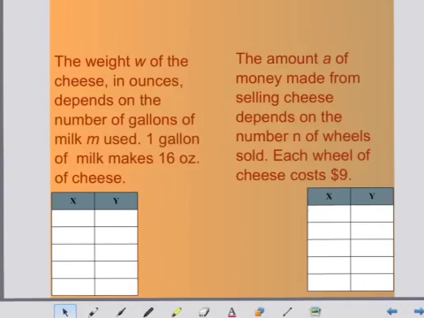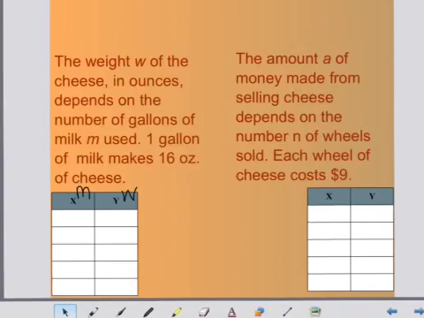So we have the weight W of the cheese in ounces depends on the number of gallons of milk M, which is used. 1 gallon of milk makes 16 ounces of cheese. So we're talking about two separate situations. Each one is going to have its own graph and each one is going to have its own table. So first we're going to look at the weight W in ounces, which depends on the number of gallons. They're telling us that the weight W depends on the number of gallons, which means the weight is going to be our Y and the amount of gallons, M, is going to be our X, our independent.